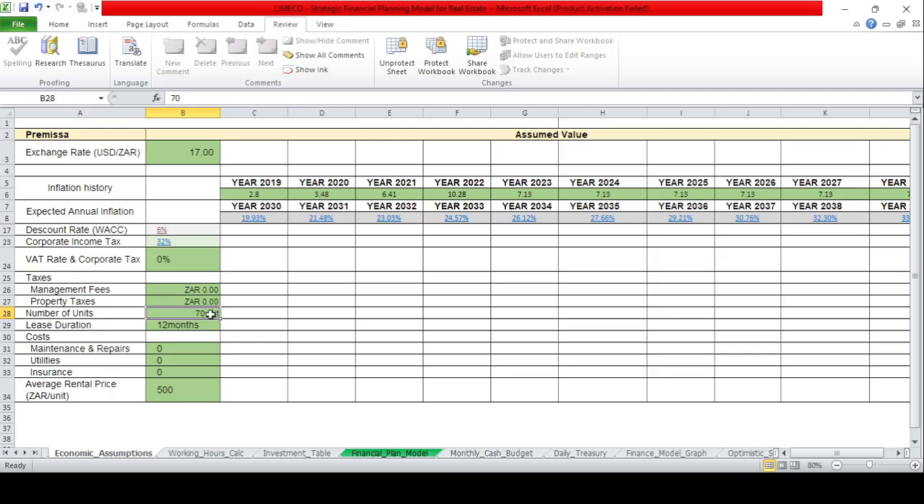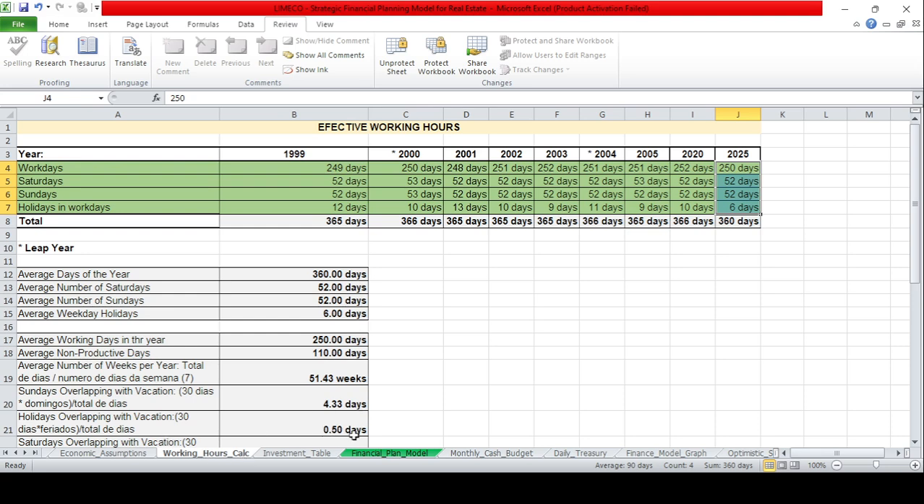Here we have the number of units. We want 2 units. The duration is 12 months. Average rental price for each of the two rental rooms is 500 rands. This is a working hours calculation.